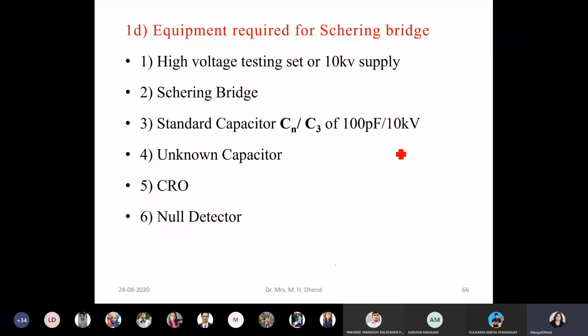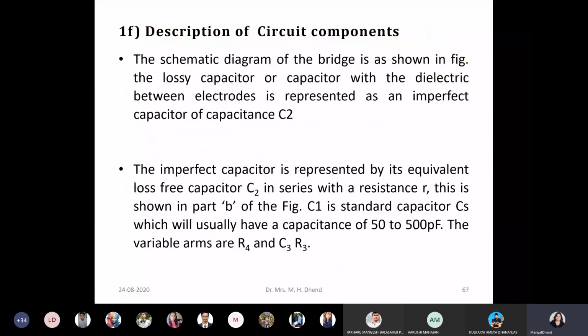Standard capacitor you will require. So its value can be 10 picofarad and rating is 10 kilovolt. Unknown capacitor you will require, whose tan delta you need to find out, or capacitance you need to find out. And CRO is used for finding whether the null detection has occurred or not, or you can use another null detector.